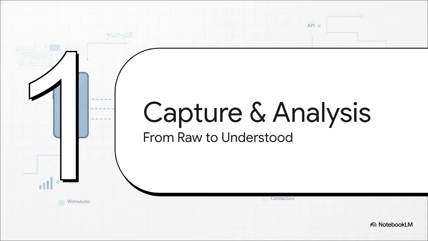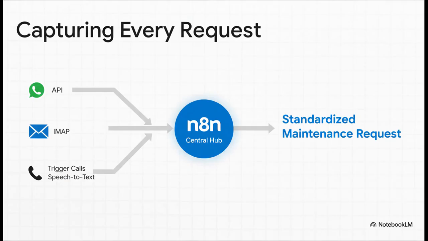So, with our foundation set, how do we actually handle that incoming flood of messages? Let's dive into stage 2, automated request capture and analysis. This is where we take all those chaotic messages, funnel them into one single orderly stream, and then teach our system to understand what people are really saying.